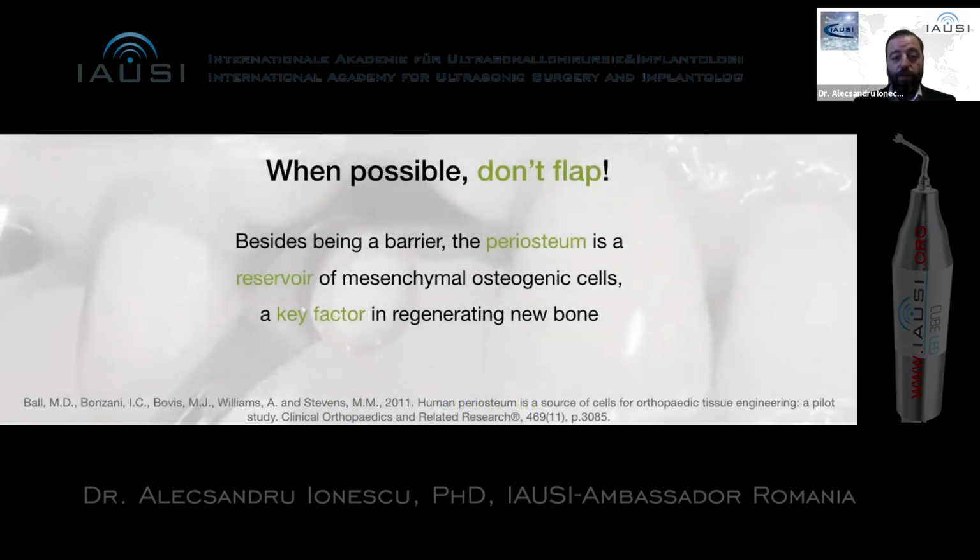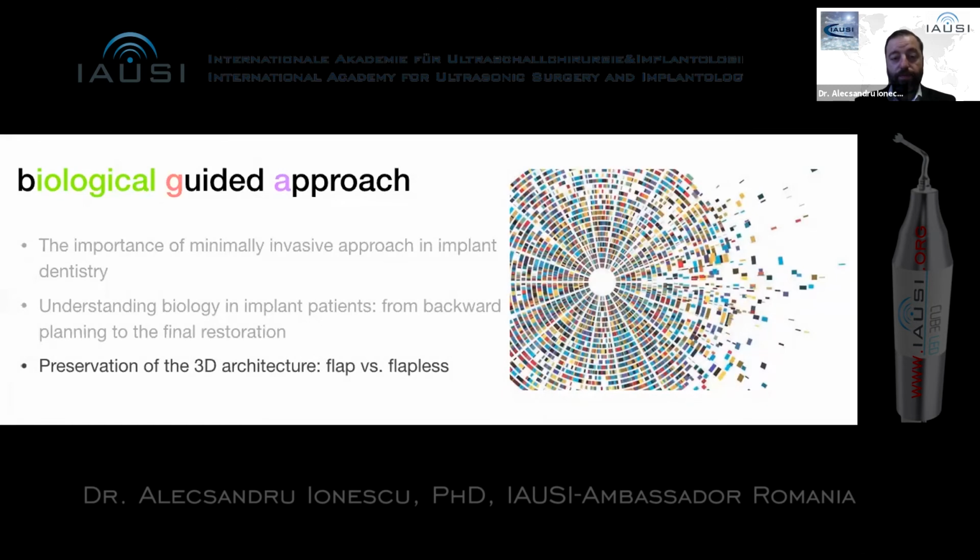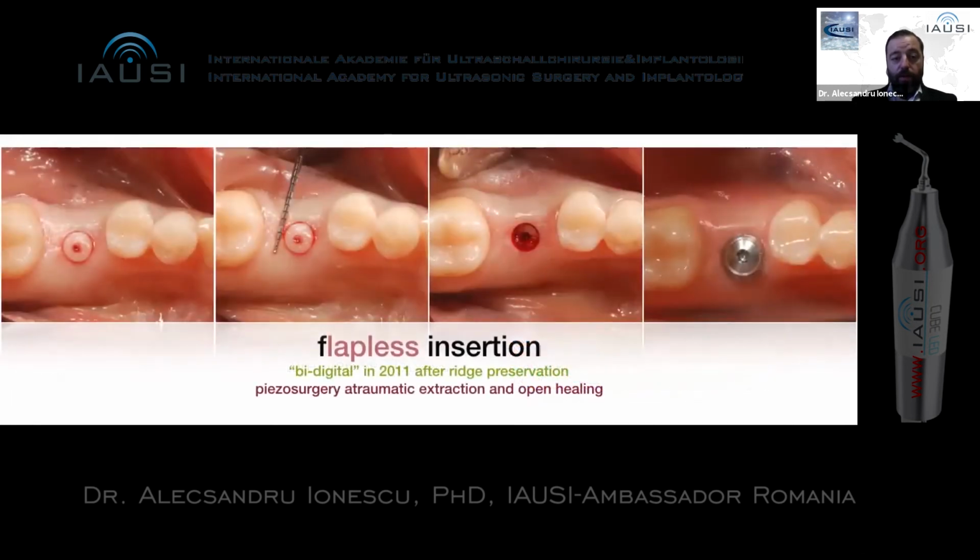So, when possible, just don't flap and protect the periosteum, as it is a key factor in regenerating the new bone and protecting the existing bone. So, once again, to show you how the ridges look after we extract in a minimally invasive way using the piezo surgery, and how we are able to place the implants in those ridges in a flapless manner.